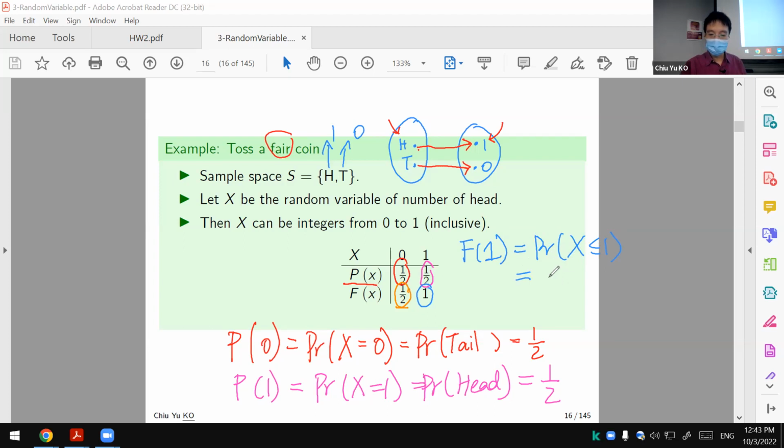Then actually you can use just 0 and 1, right? Just probability x equal to 0 plus probability x equal to 1. This is just P of 0 plus P of 1, right? So it's 1/2 plus 1/2, that is 1. So you can take it in the table manner. In the table, you just go up and check the table. 1/2 is there, and add anything before, right? So 1/2 plus 1/2. Is that clear how you get the big F?